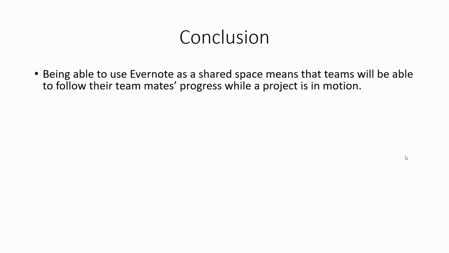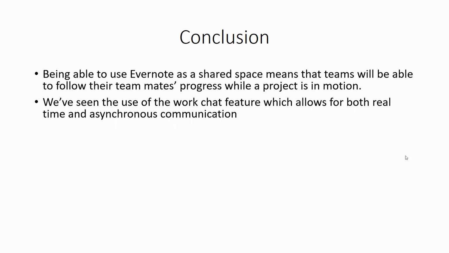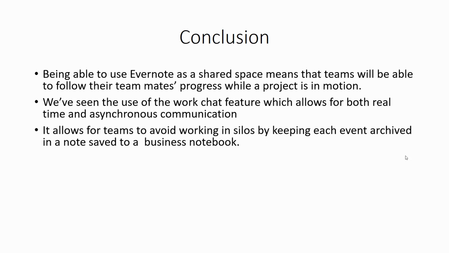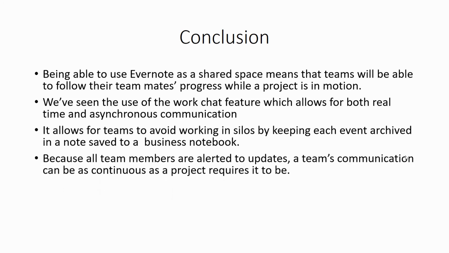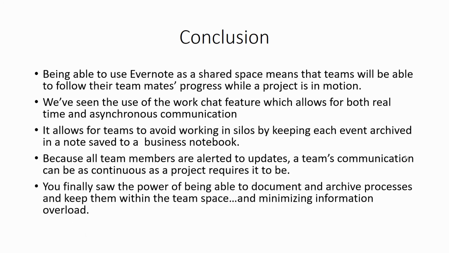As was said earlier, being able to use Evernote as a shared space means that teams will be able to follow their teammates' progress while the progress is in motion. We've seen that the work chat feature allows for both real-time and asynchronous communication, again, while the project is actually happening. It allows teams to avoid working in silos by keeping each event archived in a note saved to a business notebook. Because all team members are alerted to updates, a team's communication can be as continuous as a project requires. And finally, you saw the power of being able to document and archive processes and keep them within the team space, minimizing information overload.